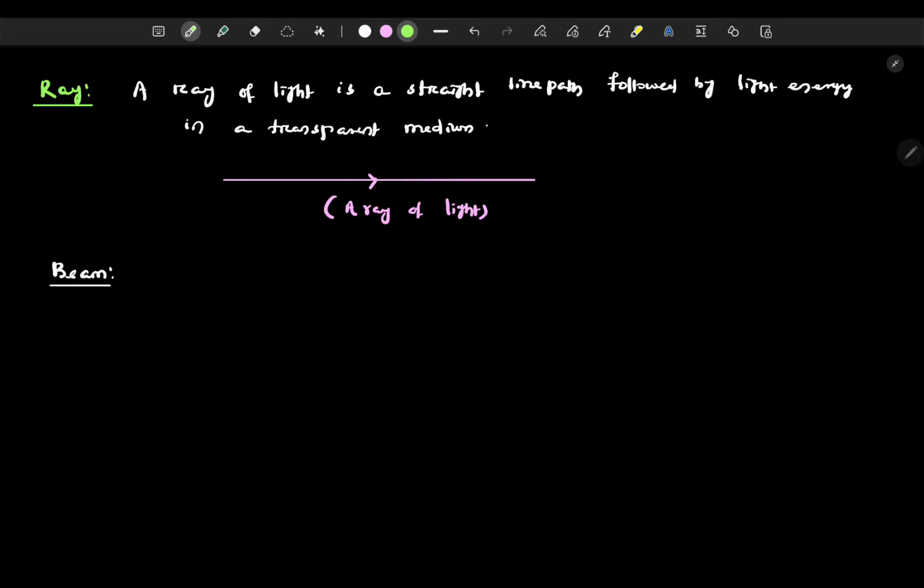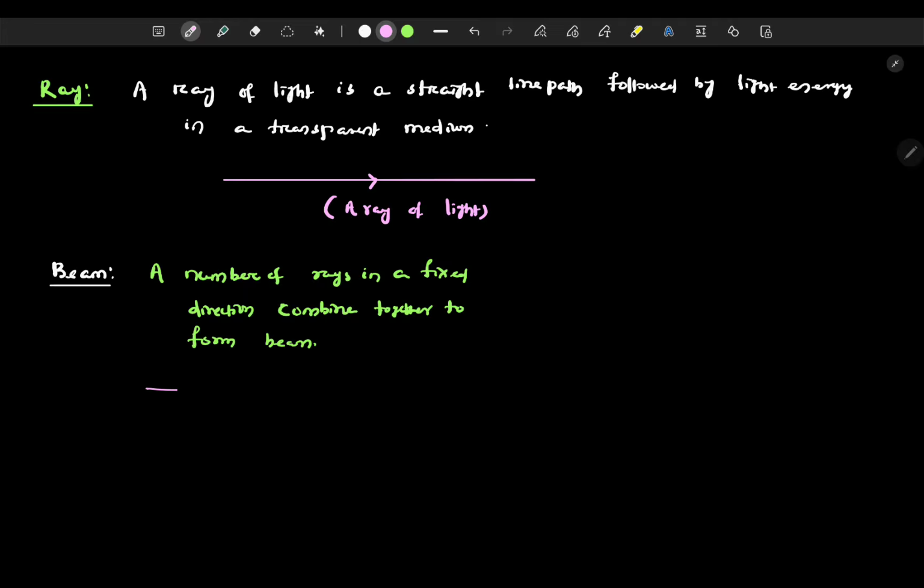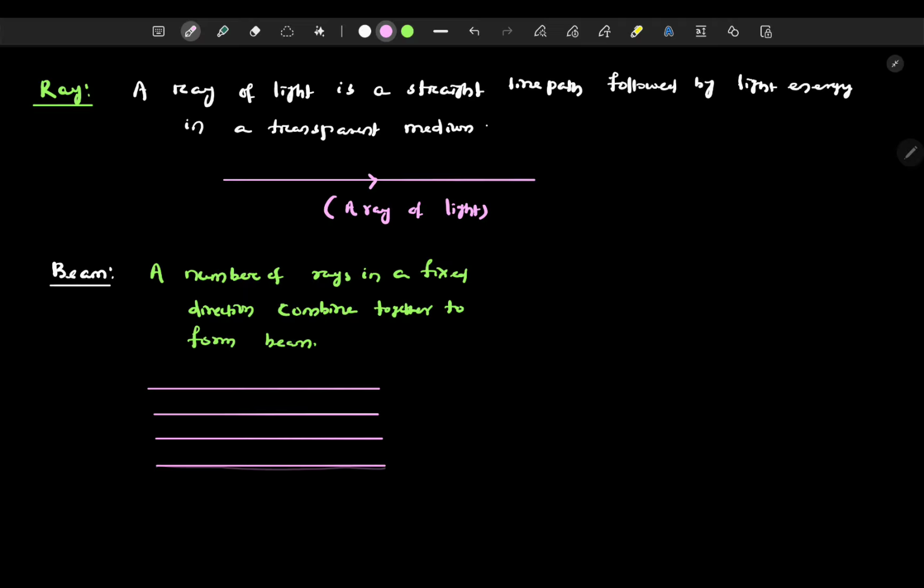Next come to the second term, that is your beam. So what is beam? A number of rays in a fixed direction combine together to form a beam. In diagram you may draw it like this. These are the rays. Number of rays means more than one ray. The arrow mark represents the direction. This is called a parallel beam of light.